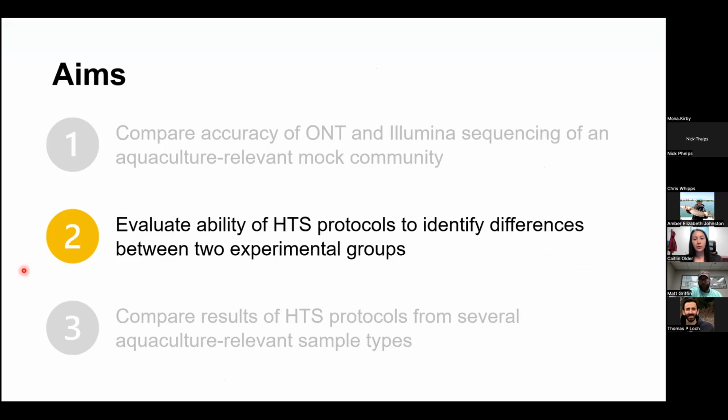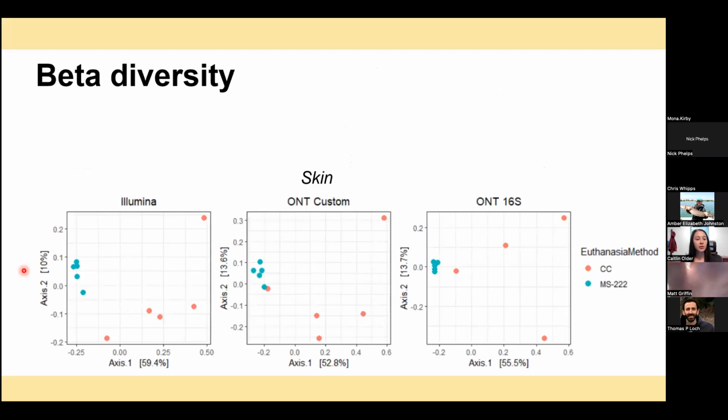On to the second aim, where we were looking at 2 experimental groups, in our case, euthanasia method. Here we're looking at beta diversity. So what this looks at is how similar different samples are based on community structure. After computing beta diversity, these are then plotted here on principal coordinate analysis plots. And each dot represents a single sample. Dots that are really close together are more similar to each other than dots that are far apart.